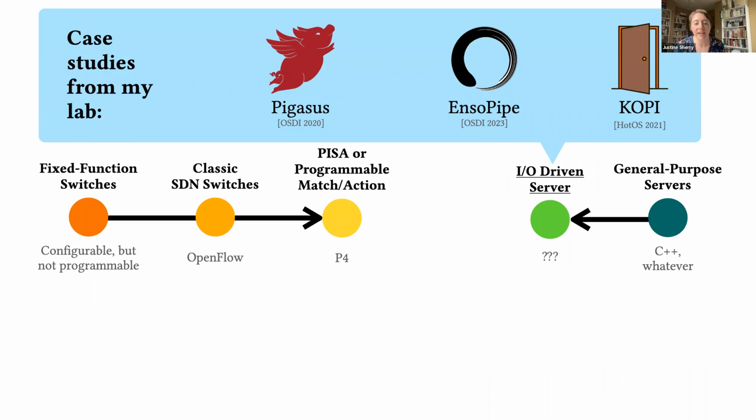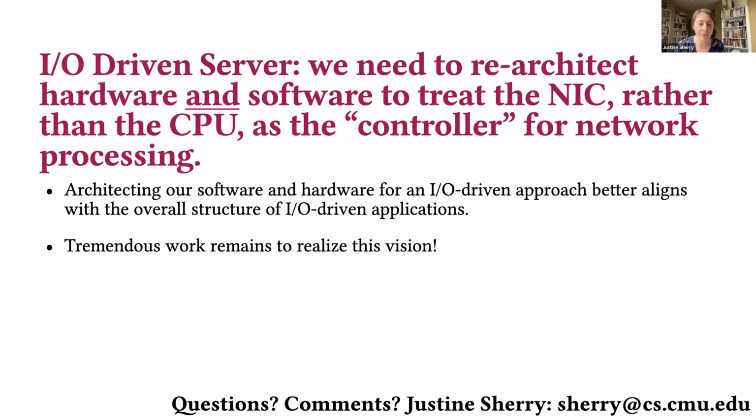So today I touched on a bunch of case studies from my lab, but I also cited a ton of other work in the field right now. And that's really because I believe that the IO-driven architecture is the convergence of a lot of great ideas coming from lots of smart people across the systems and networking community. So there's a lot of work coming out of my group, and I'm really excited to keep moving towards the design of this IO-driven server.